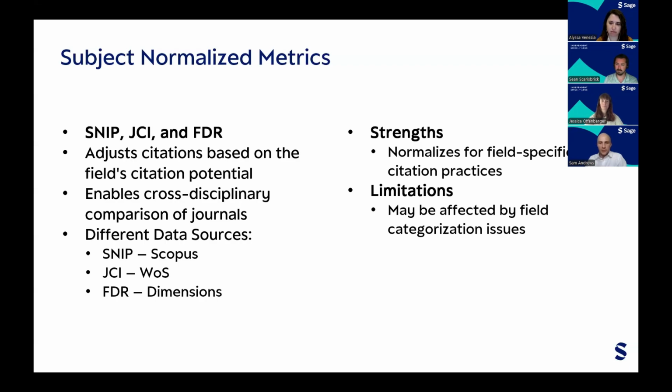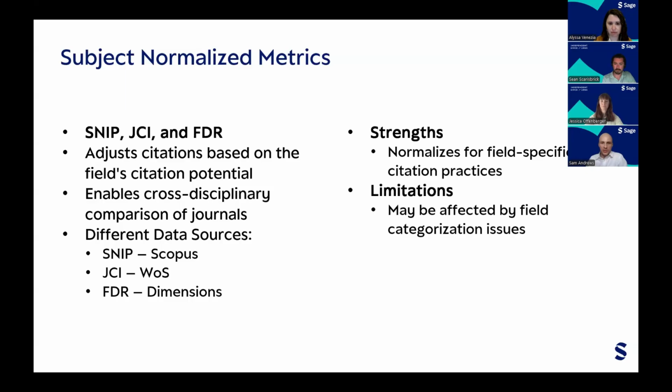While these metrics provide a more level playing field, their value depends on accurate field categorization. So if the subject categories are too broad or not sufficiently nuanced, their metrics may fail to reflect meaningful differences in citation practices, and the citation weightings may not correctly represent the norms of each field.